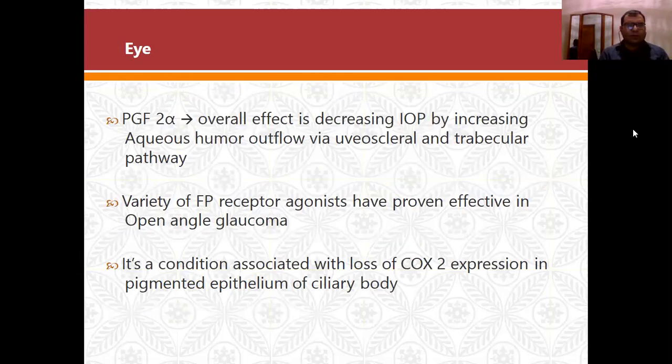Eye. Prostaglandin F2A overall effect is to decrease intraocular pressure by increasing aqueous humor outflow via the scleral and trabecular pathway. A variety of PF receptor agonists have proven effective in open-angle glaucoma. This condition is associated with loss of COX2 expression in the pigmented epithelium of the ciliary body.